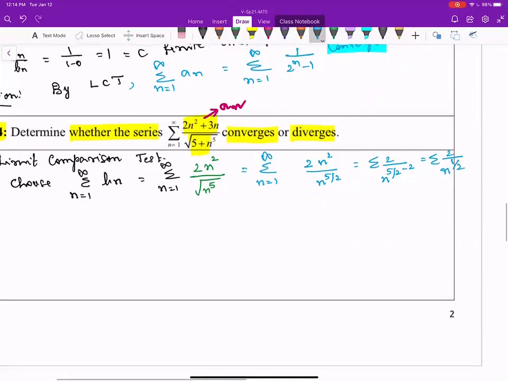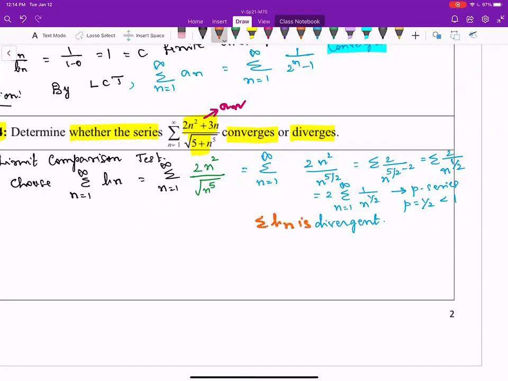So this can be identified as a P series. This is a P series. If P equals 1 half, which is less than 1, therefore this series is divergent. In other words, sigma Bn is divergent. The chosen series is divergent.